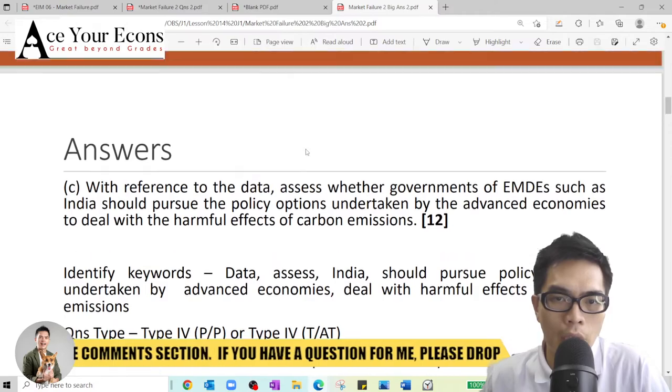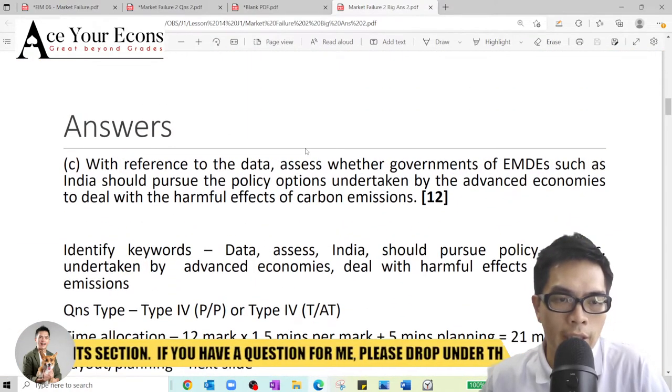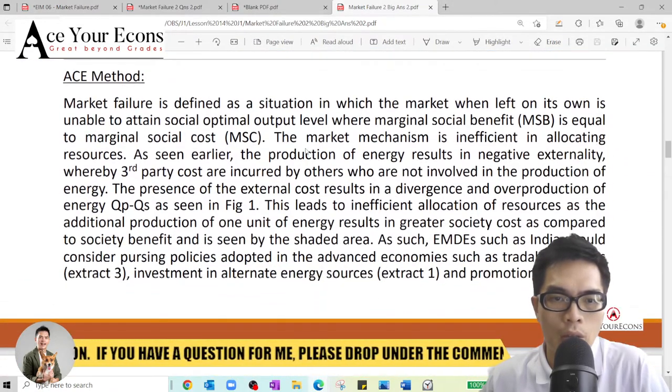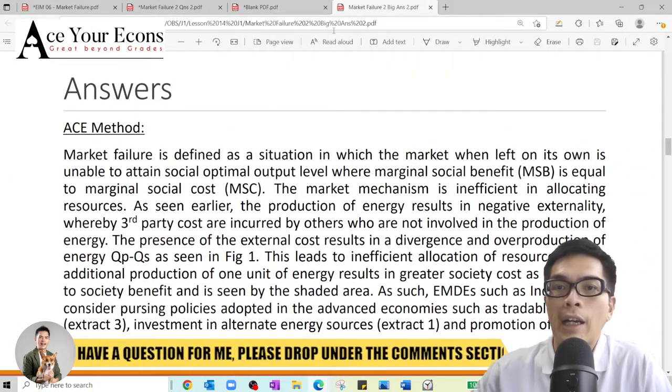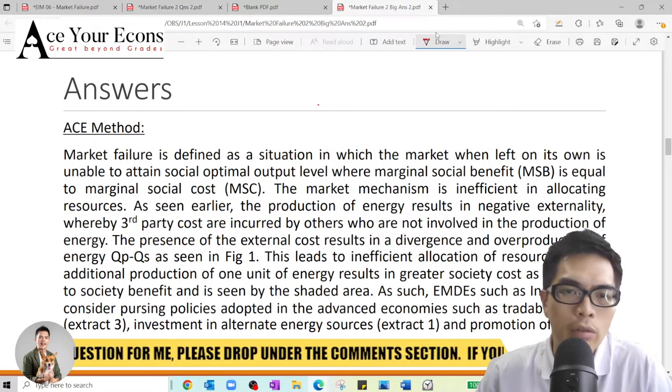Okay, we are going to move on to C part 2. This is the question. I'm going to mention what are the things that are good to have, and what are the things that you need to illustrate.